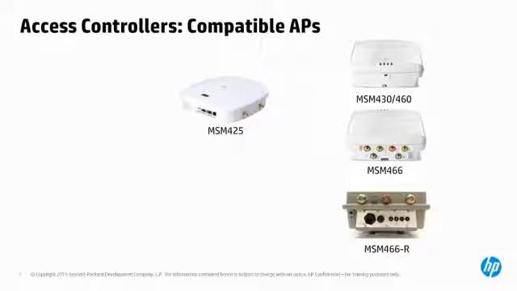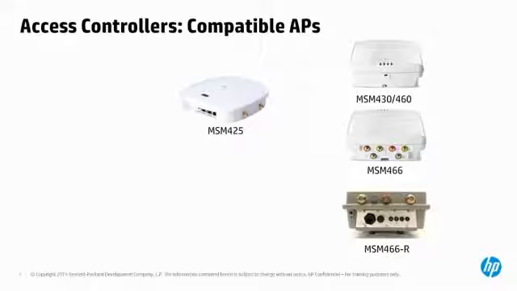The 425 also has internal antennas, 4 dBi gain for 2.4 GHz and 5 dBi gain for 5 GHz. It also includes 2 external antenna connectors for each radio, 4 total. The 466R is in a ruggedized NEMA-rated enclosure suitable for outdoor use, with 3 N-type connectors for each radio, 6 total. This AP does not include internal antennas.